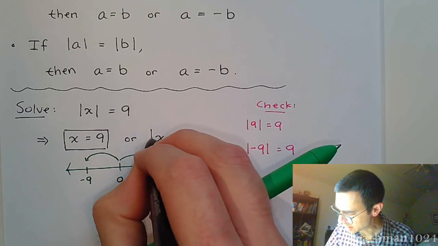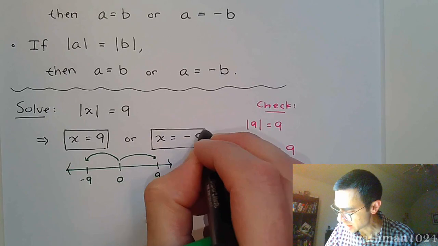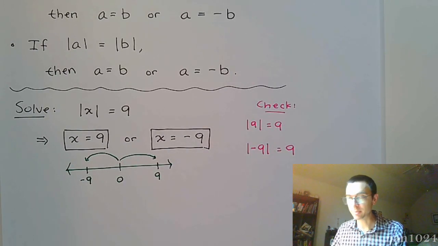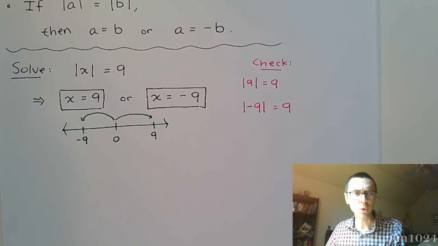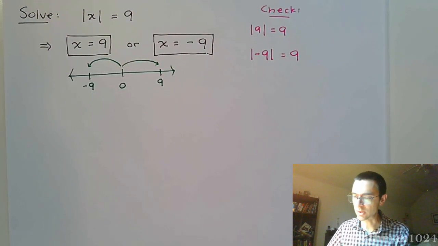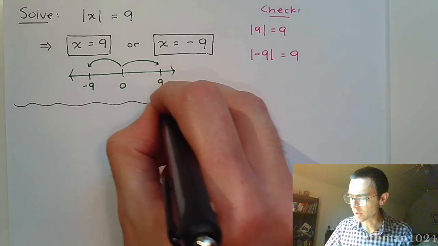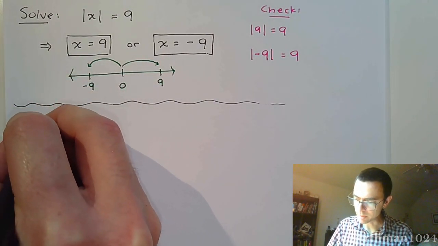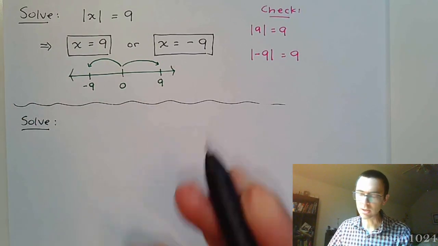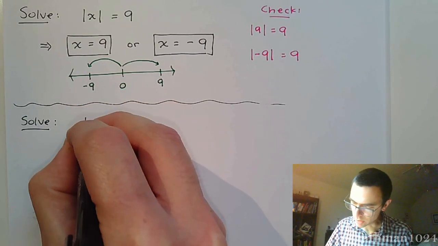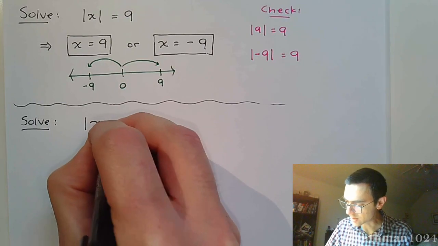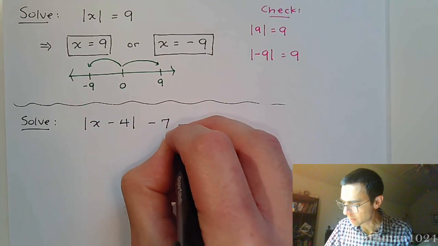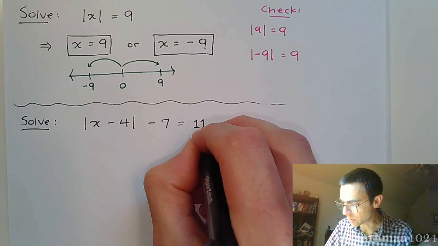One of the big things that's going to help us in solving these equations is making sure that we isolate the absolute value before we do anything. So these absolute value equations tend to leave us with two solutions. I'm not saying that it always works that way, because we're going to see some examples where it doesn't. But for the most part, we expect to get two solutions. So if I want you to solve the absolute value of x minus 4, minus 7 equals 11.